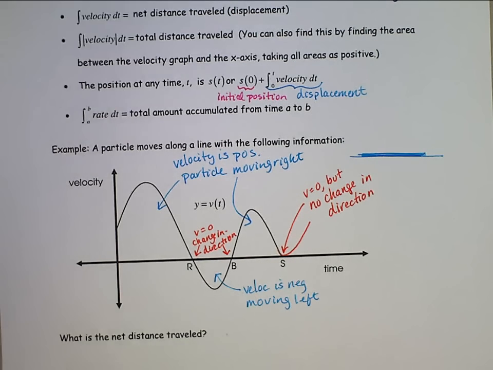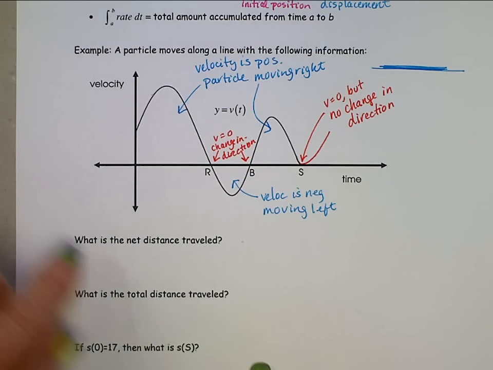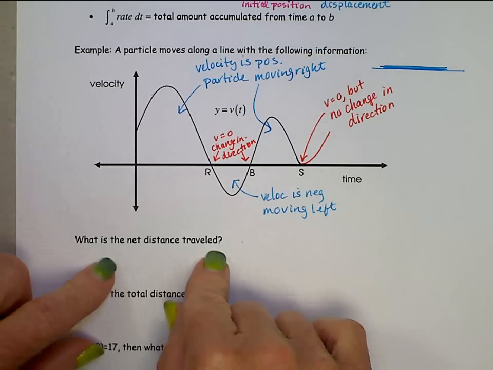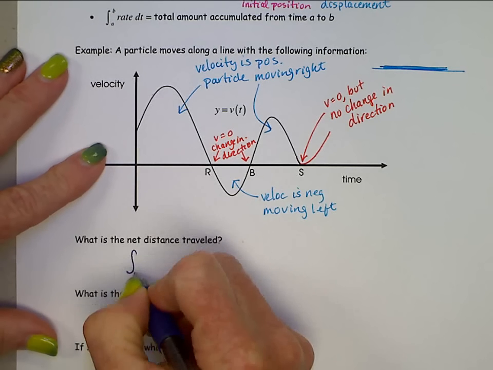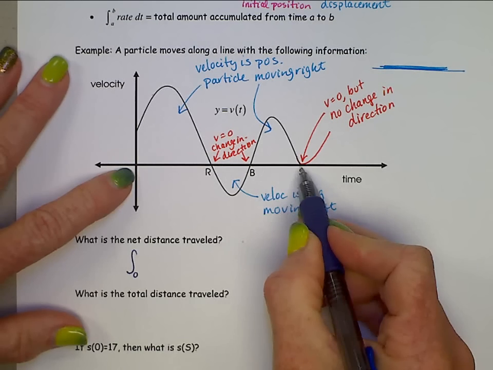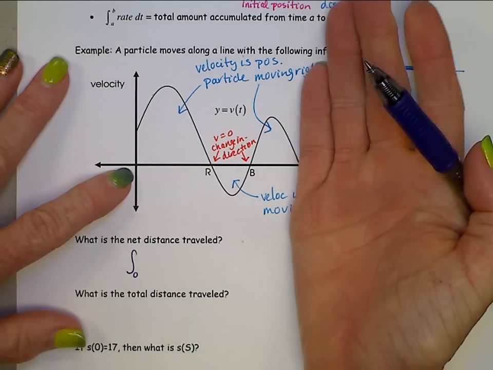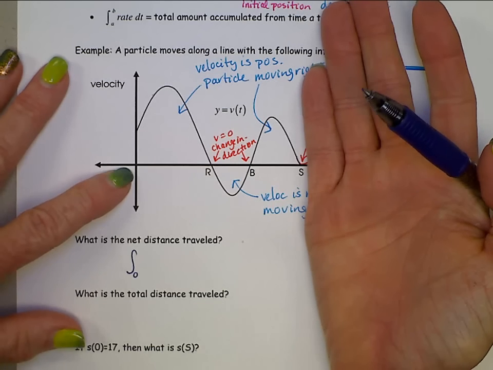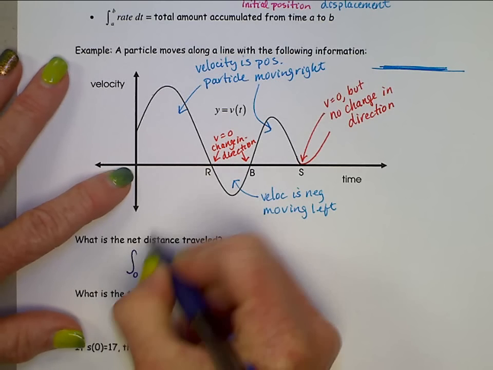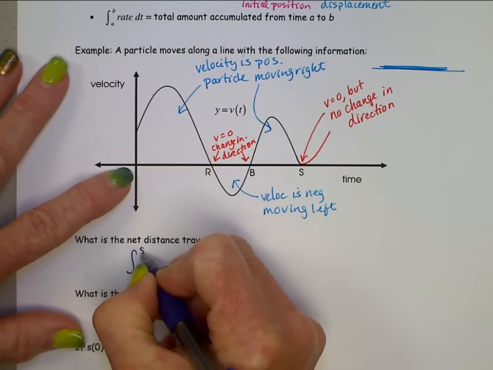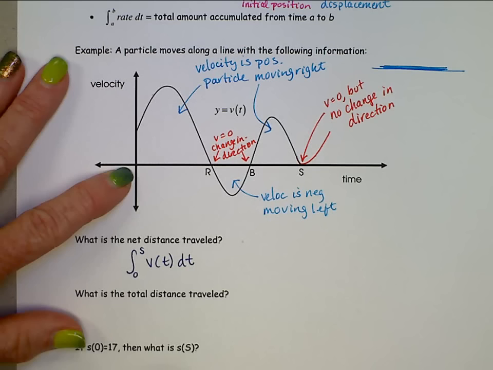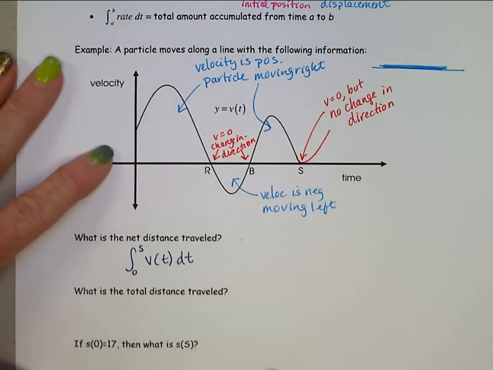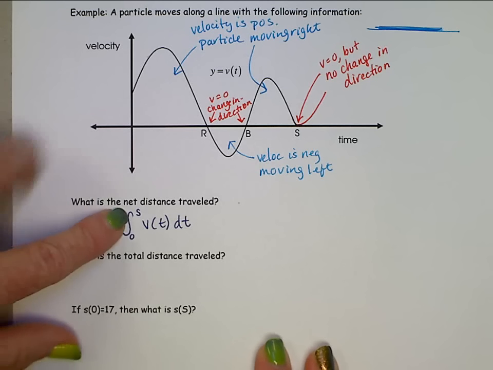If we look at this picture then and talk about the net distance traveled, that would just be the integral from time 0 all the way to the end. And we did add on that piece, so we are going to stop this at s. So the integral from time 0 to time s of velocity dt. That's the net distance or displacement.